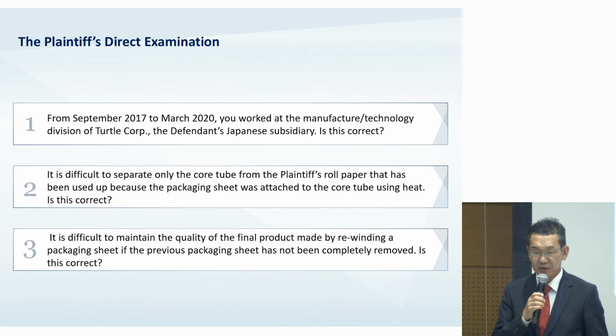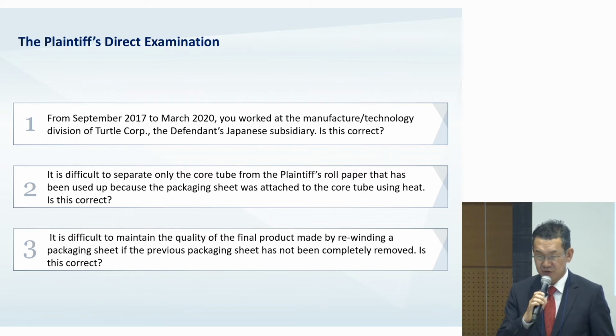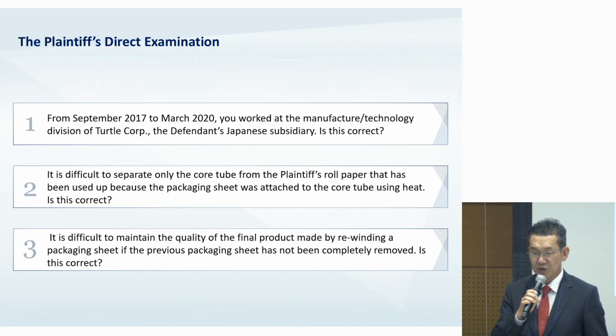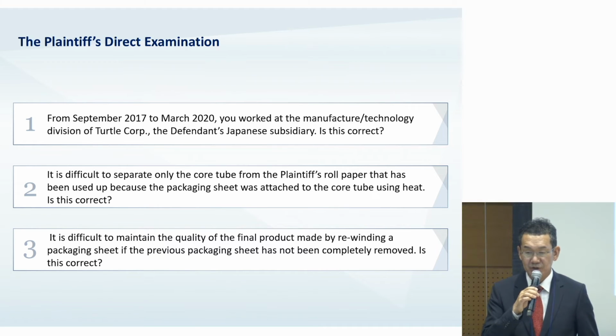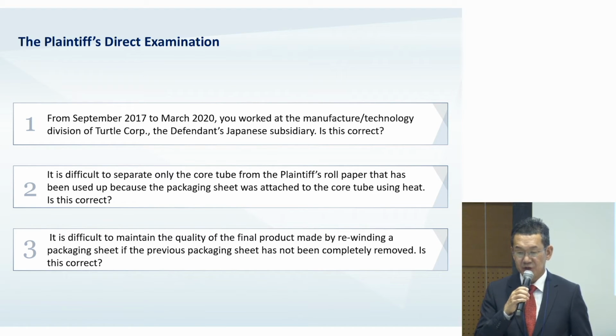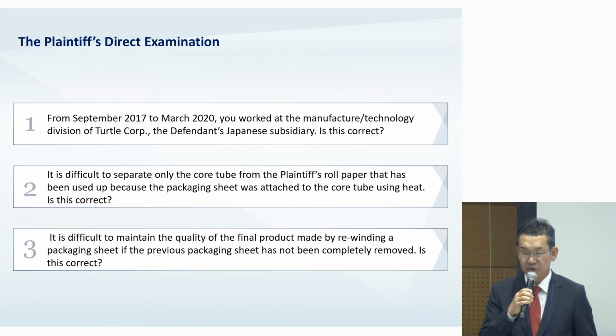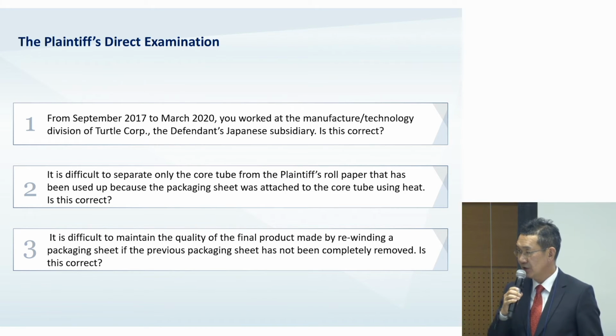So I'll ask some questions for Mr. Yu, the witness. First question: from September 2017 to March 2020, you worked at the Manufacture and Technology Division of Total Corporation, which is the defendant's Japanese subsidiary. Is that correct? Yes. Second question: it is difficult to separate only the core tube from the used-up plaintiff roll paper because the packaging sheet was attached to the core tube using heat. Is that correct? Yes.